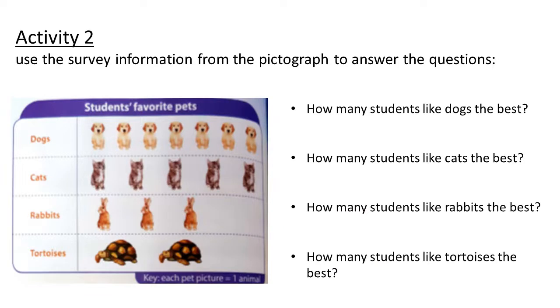Activity number 2, use the survey. We have here a picture graph survey to answer the question. How many students like dogs the best? How many dogs do we have? 1, 2, 3, 4, 5, 6, and 7. So 7 students like dogs. How many students like cats? 1, 2, 3, 4, and 5. 5 students like cats. How many students like rabbits the best? 1, 2, 3. How many students like turtles the best? 2. So from the picture graph we can answer questions.